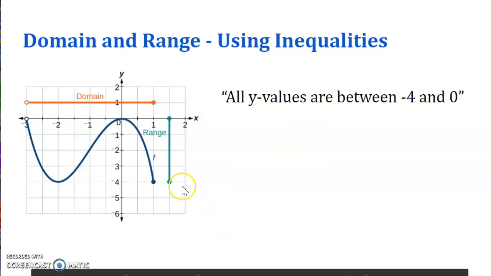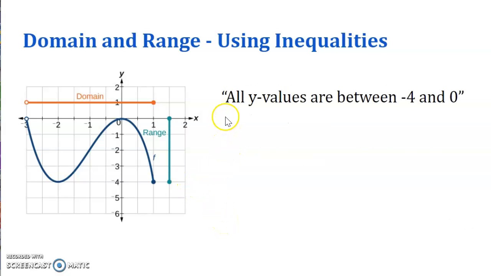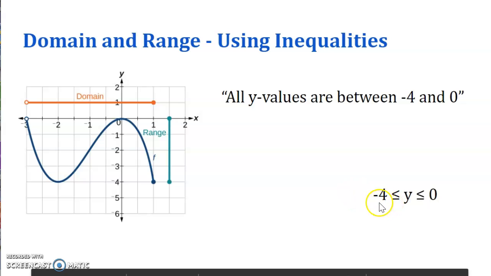Okay, all right, so what about the range? All y values between -4 and 0. Can we be more specific? Okay, so it goes from 0 to -4. Does it include 0? Yeah, because it's a solid circle. Does it include -4? Yes, because it's a solid circle. So we would write it in inequality form as -4 is less than or equal to y is less than or equal to 0. Okay.